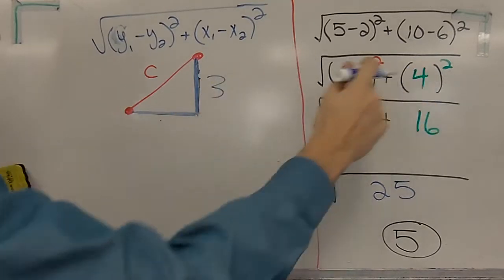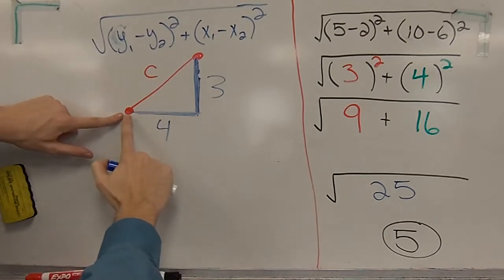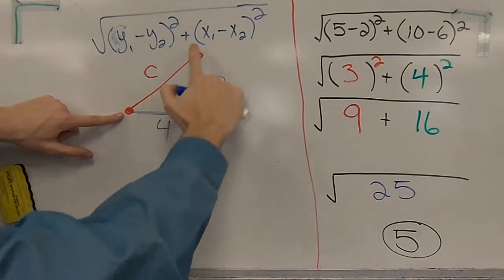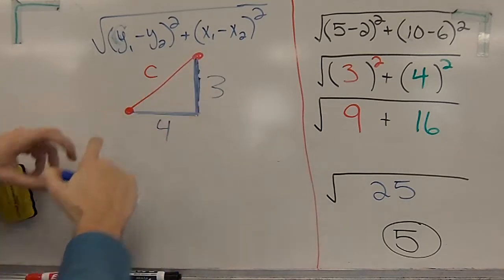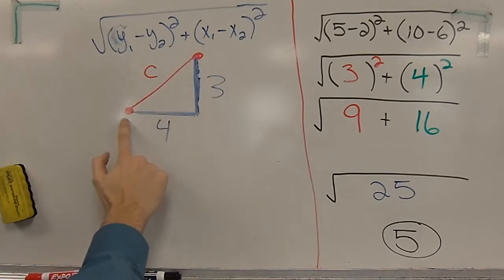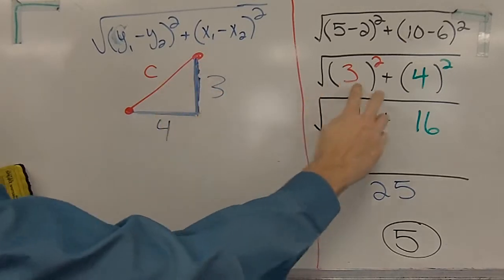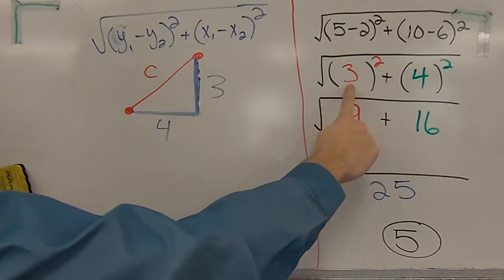We found out the horizontal leg was a 4. And then we said, well, take a look at what happened. When we find the vertical and the horizontal distance between 2 points, we've created a right triangle. Here's the line we want to find the distance of. Here's the horizontal distance. Here's the vertical distance, which is right here, okay?